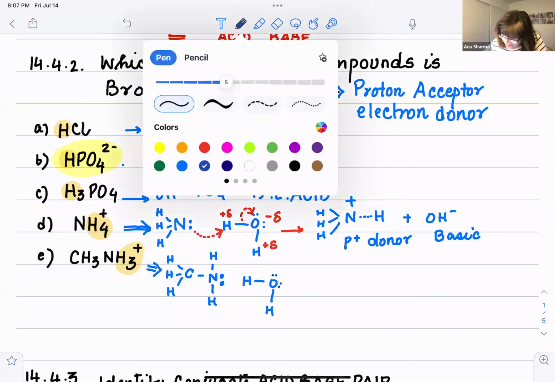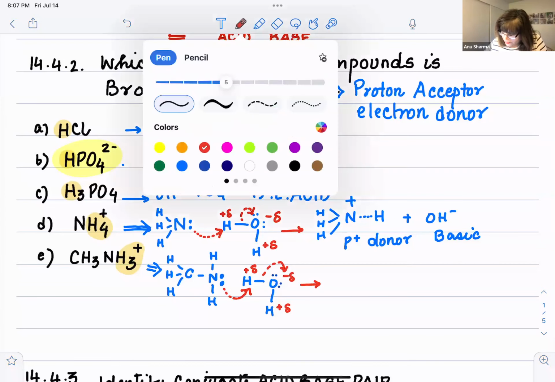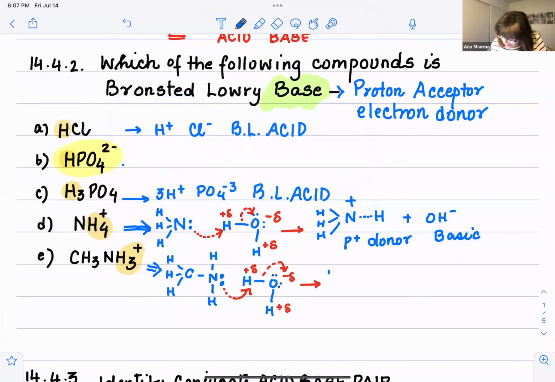Here what's happening, these are the two lone pairs, and you have delta negative. This is a polar bond, and so this lone pair is given to this hydrogen, and this bond breaks. And so when that happens, what do we form? We have now CH3, H, H, H, C, N, H, H and hydrogen, with a plus one charge here, plus OH negative ions. That is obviously in situ, basic OH ions, and this is a proton donor.